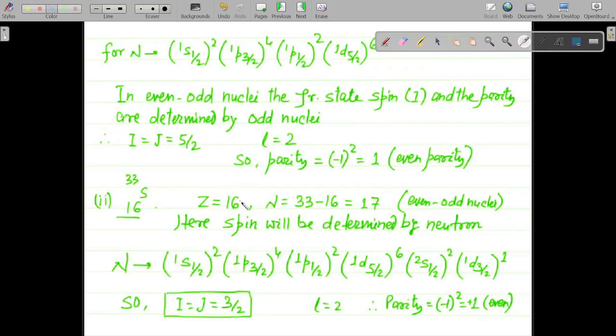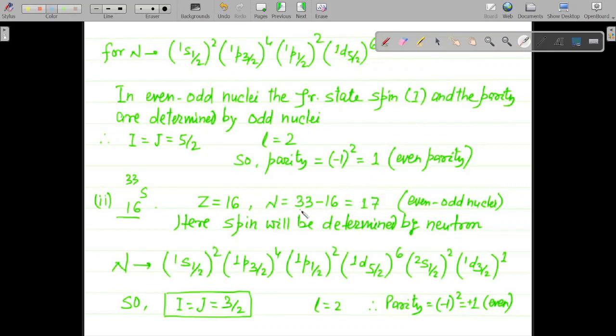Because all the protons are paired up, now the neutron remains. Neutrons are 17. So the spin will be determined by the neutron, because the number of neutrons is odd. N equal to 1s 1/2, 2. You can write the nuclear configuration with respect to the neutron now.